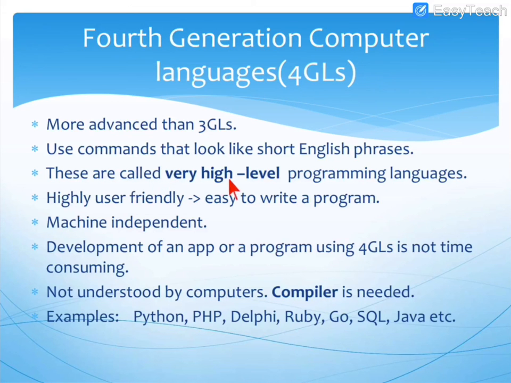These are also known as very high level programming languages. These are advanced versions of the 3GLs, and they are highly user friendly. Highly user friendly means it is very easy for humans to write programs in the 4GLs. These are also machine independent, meaning a program written in a 4GL can work on different computers and give us the same required results. The development of an app or a program using a 4GL is not time consuming.